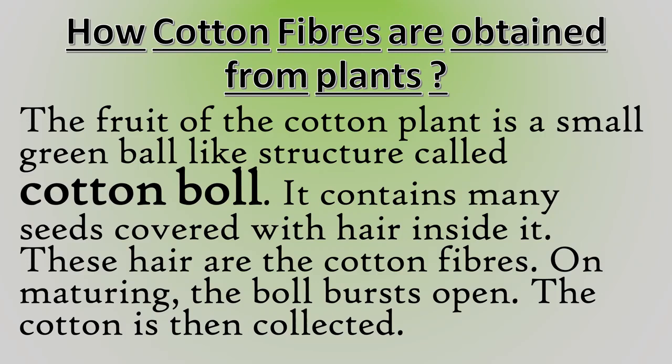The next question arises: how are cotton fibers obtained from plants? The fruit of the cotton plant is a small green ball-like structure called cotton ball. It contains many seeds covered with hair inside it. These hair are the cotton fibers. On maturing, the ball bursts open. Hence, the fiber is then collected.